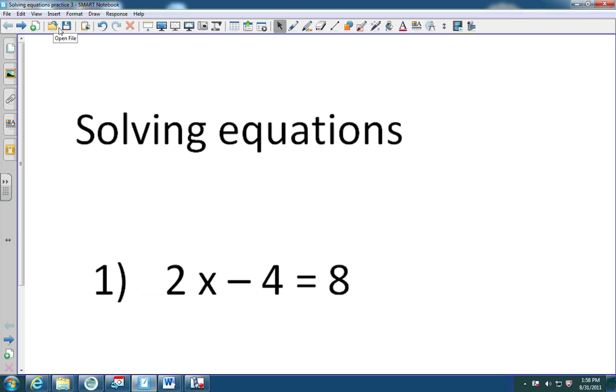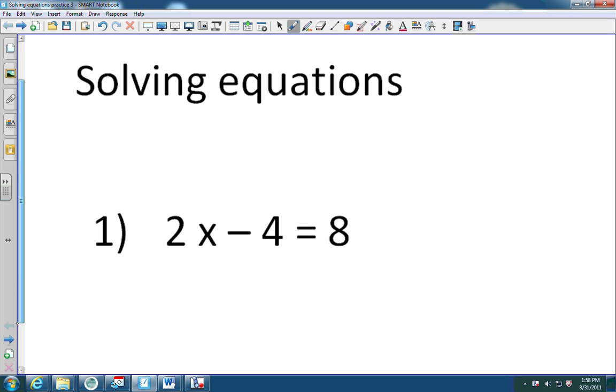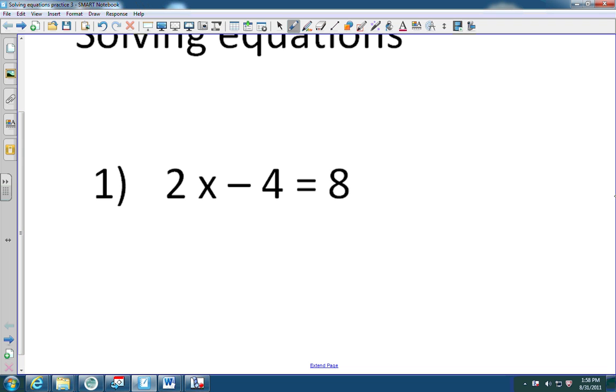This is solving equations practice number 3. In this one right here, we have the equation 2x minus 4 equals 8. I will draw my line down, dotted line here, and I do this so that I can separate the two sides of the equal sign.